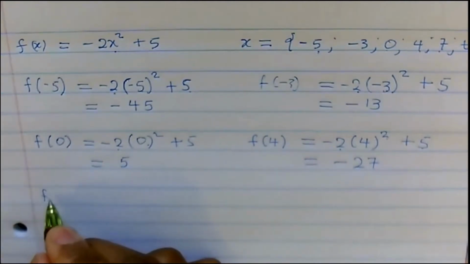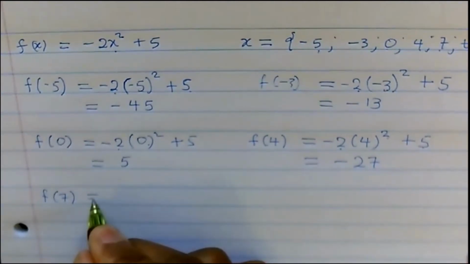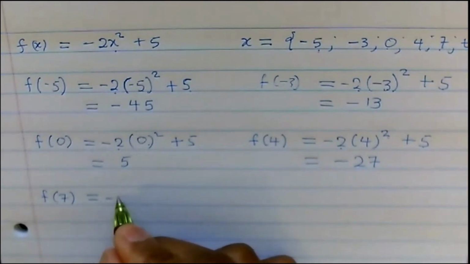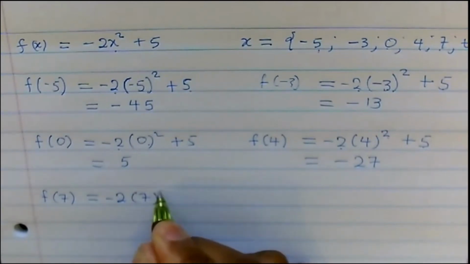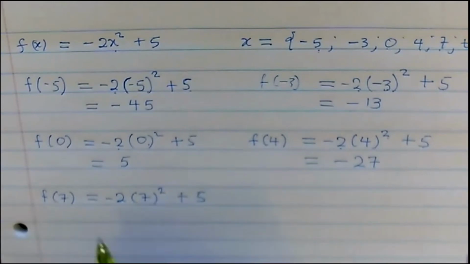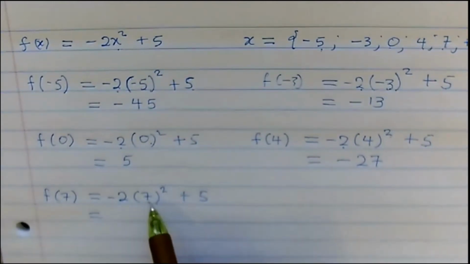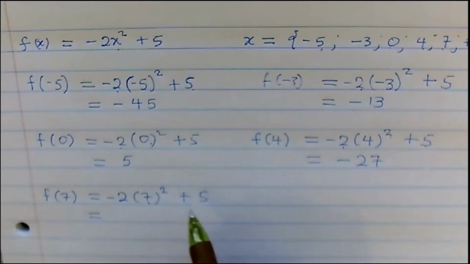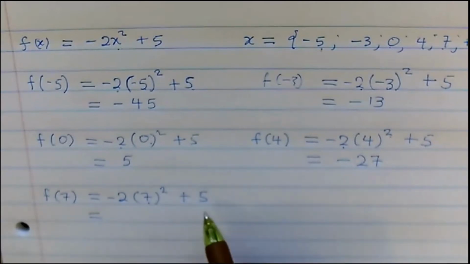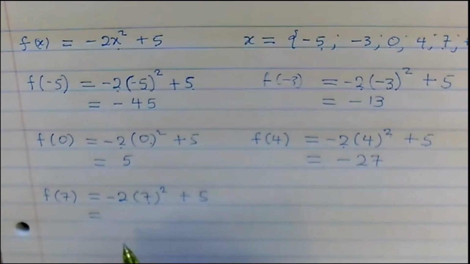Then the next number in our list is 7. So let's do f at 7. We have to substitute 7 in the place of x, and then we simplify. 7 squared, obviously, is 49. 49 times -2 should be -98. -98 plus 5 would give us -93. That would be the y value there corresponding to 7.